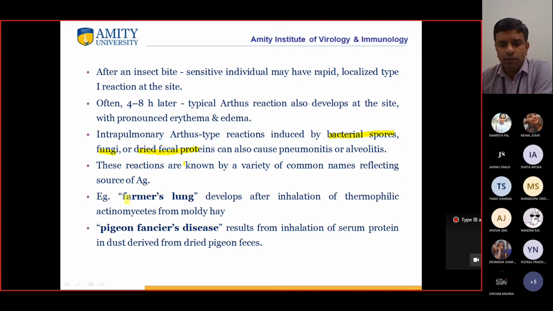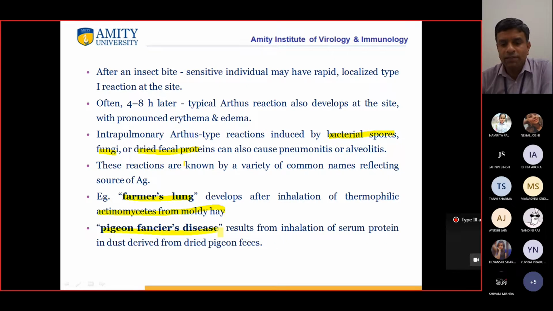These diseases are known by various names. For example, farmer's lung develops after inhalation of thermophilic actinomycetes from moldy hay, right? So students, farmers keep the hay, and after the rainy season when the humidity is very high, you will find a lot of fungus growing on that hay. Those are the actinomycetes. Their spores can get into the body and cause pneumonitis or alveolitis, which is also called farmer's lung.